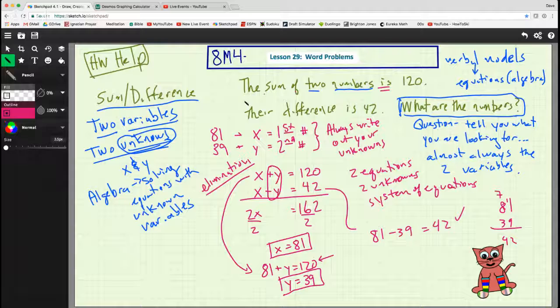I'm 50 years old, and I've been seeing this problem since I was 12, 13, 14, whenever I started taking algebra. I've been seeing this one for 38 years, and they still seem to like this model. So make sure you understand that one.